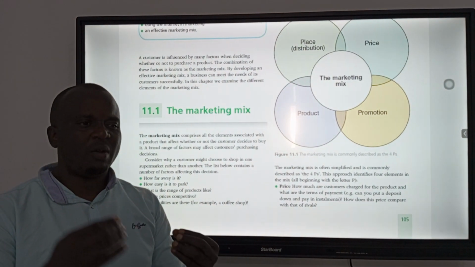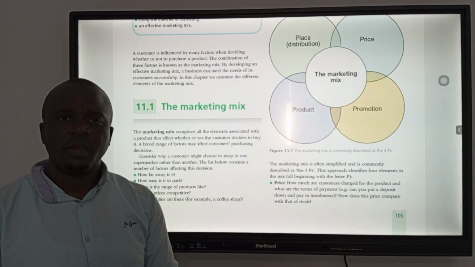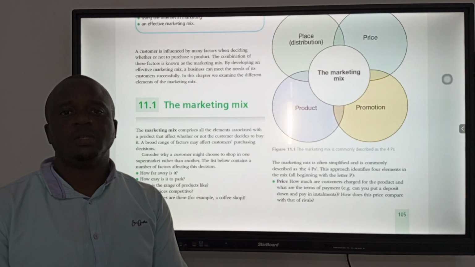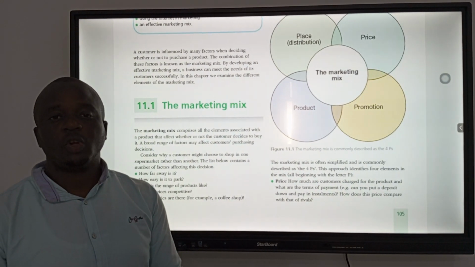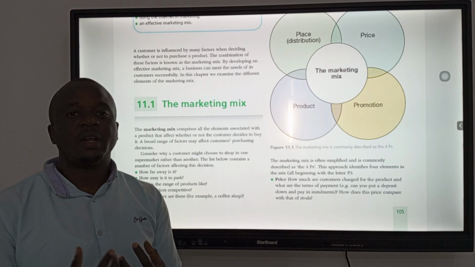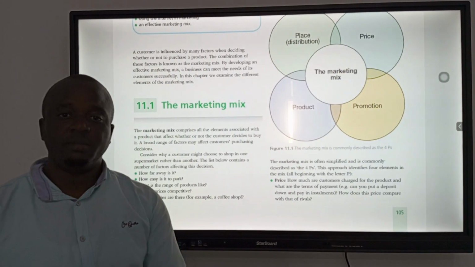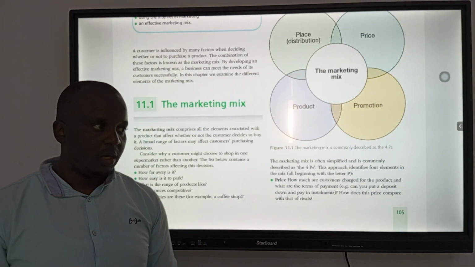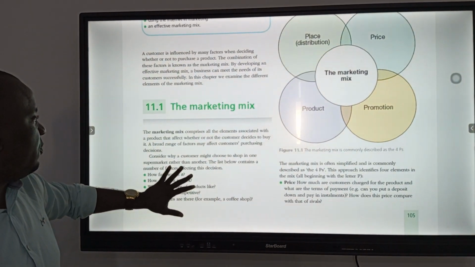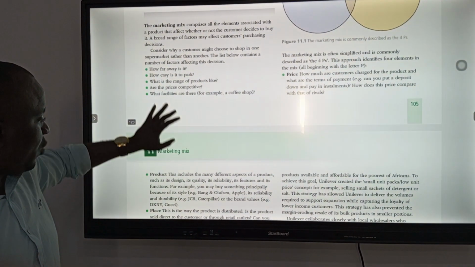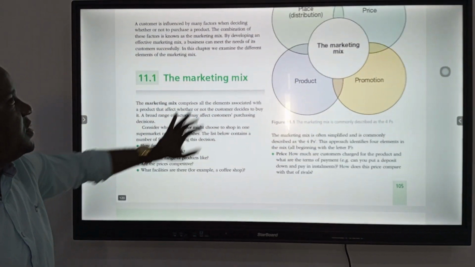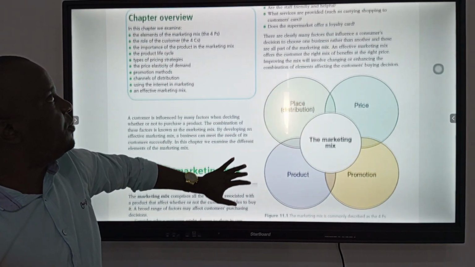So it's talking about the combination of those factors that can make customers make purchases of products. In other words, they're trying to explain the combination of factors that can affect demand for products. Now, the center of the lesson is on what is called the 4 P's. The 4 P's of marketing.